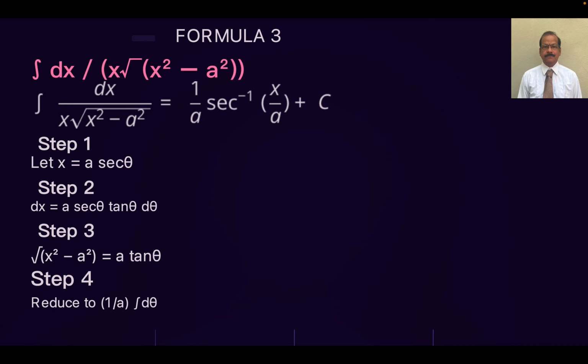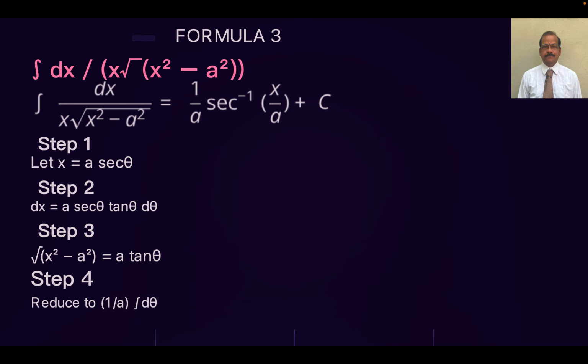Next. Integral dx by x root x square minus a square. It looks a little complex, but once you substitute and simplify, you will understand it is a simple one. Okay, let us take a simple substitution, x equal to a secant theta. Good. Then dx will become a secant theta tan theta d theta.